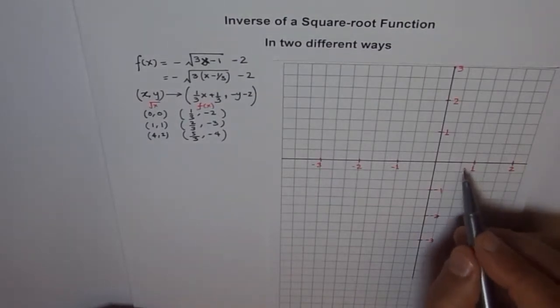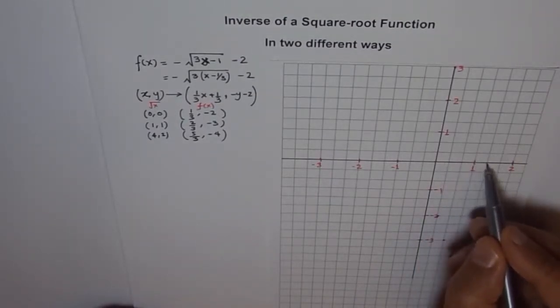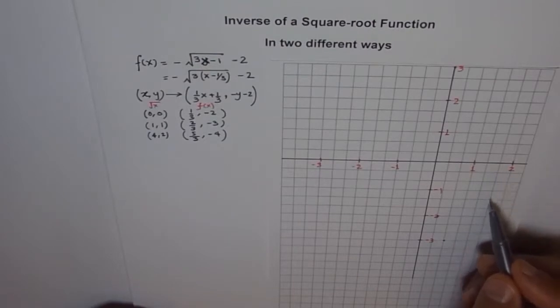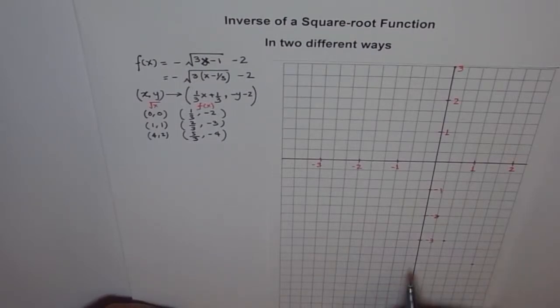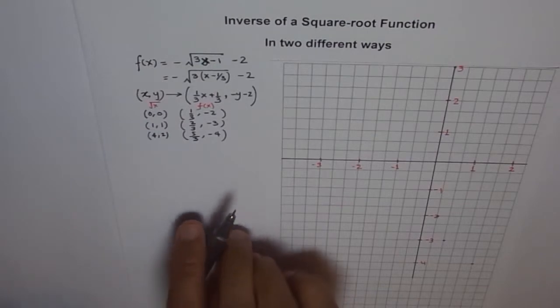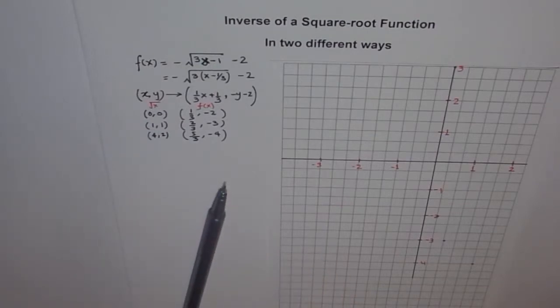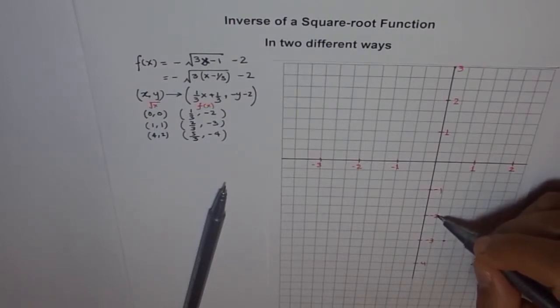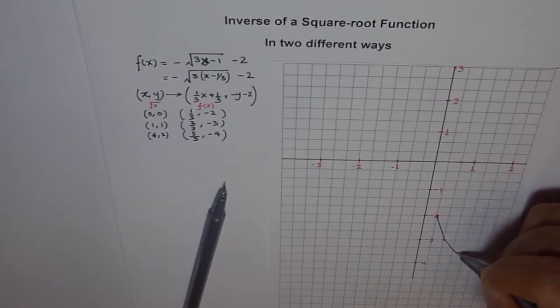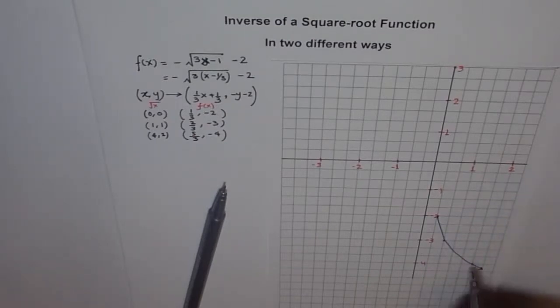So 5 over 3 means this is 3 over 3, this is 4 over 3, this is 5 over 3, right? 5 over 3, minus 4, that means I have to go 3 more units, and that's my minus 4, okay? So let me write minus 4 here. Okay, that's my minus 4. And as you can see, the nature of the graph, it is a square root function, so it should be like this, right? So let me just connect these points for you, and then that's my function f of x.